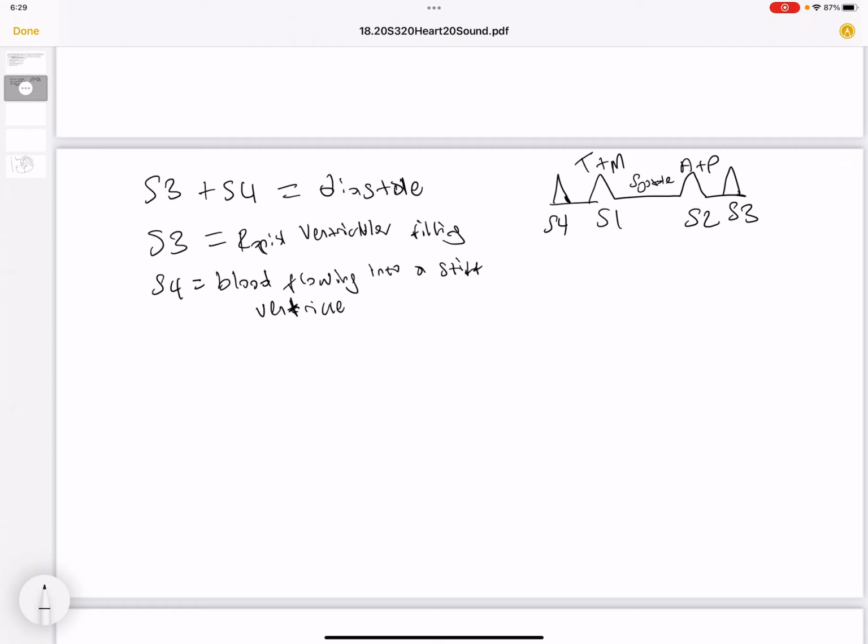There are three main causes of an S3 heart sound. First can be physiological. This can occur with children and pregnant women. Second reason is due to an increase in volume of the atria, either left or right atria. And the third reason can be due to an increase in volume of the ventricle, either left or right ventricle.